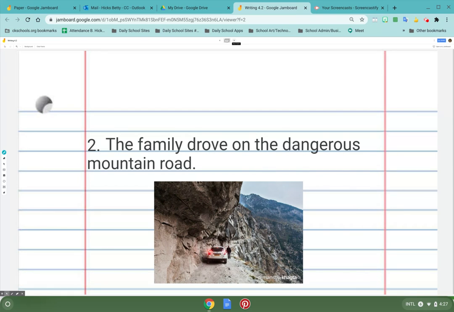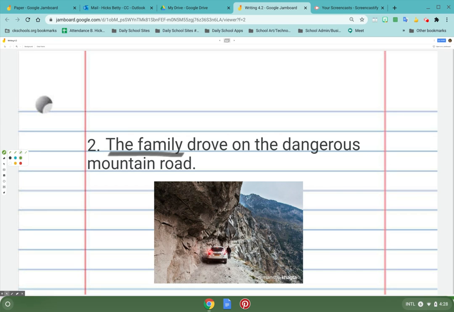All right. This one has to do with: The family drove on the dangerous mountain road. Do you notice that I'm using some of your vocabulary words? Dangerous is going to cause harm to somebody. Now I look at this and I think, okay, who's my subject? The family. What are they doing?